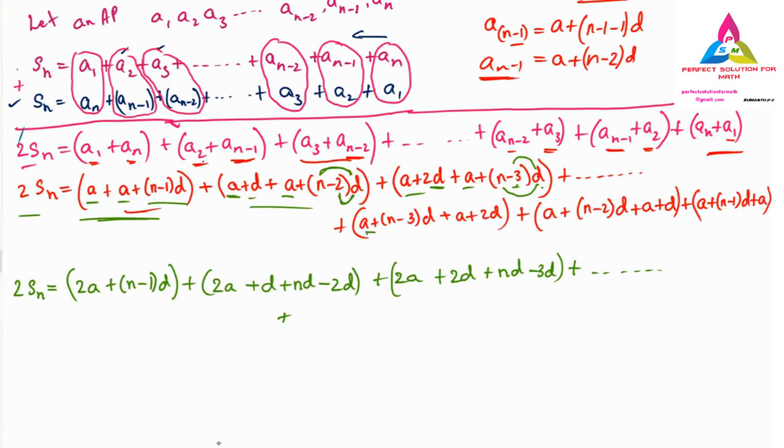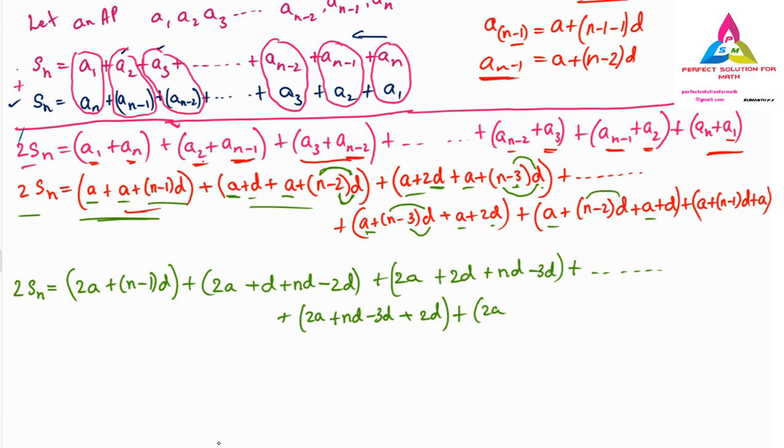Now here you have a, here also we have a, so it will be 2 times a. Then this d has to multiply with n, and this d has to multiply with minus 3. So we are going to get nd minus 3d plus here we have 2d, that we have to write as 2d. Then we have plus a plus a is 2a.